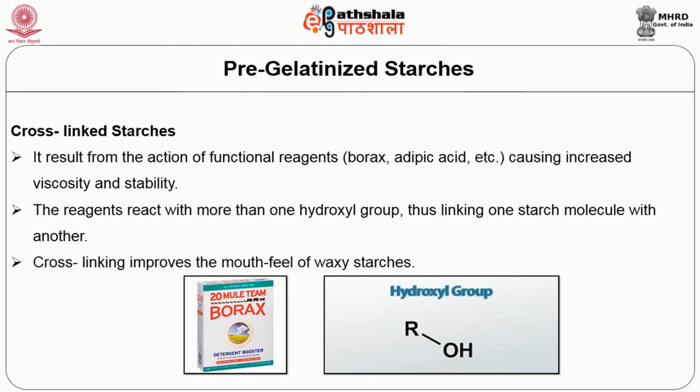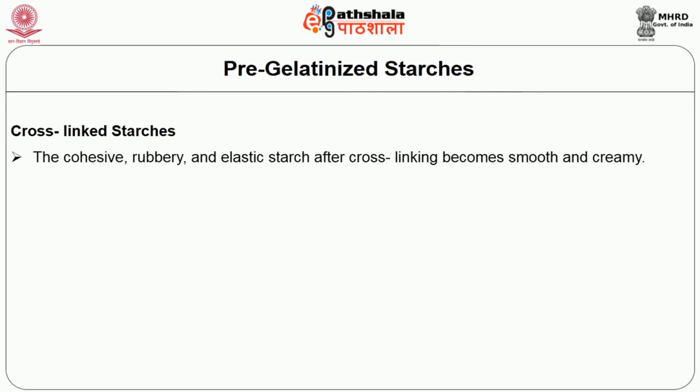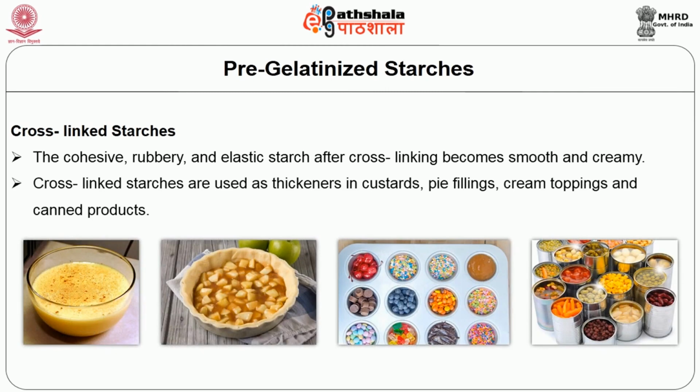Cross-linking improves the mouthfeel of waxy starches. The cohesive, rubbery and elastic starch after cross-linking becomes smooth and creamy. Cross-linked starches are used as thickeners in custard, pie fillings, cream toppings and canned foods.